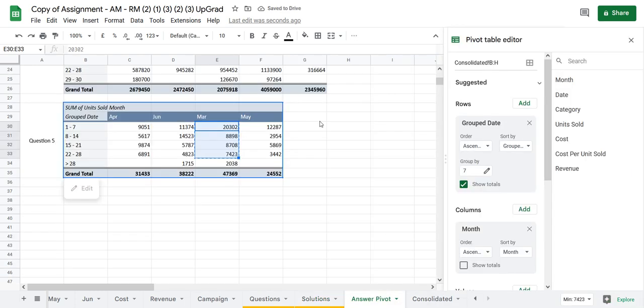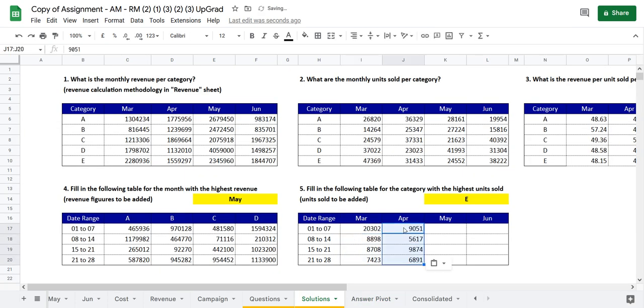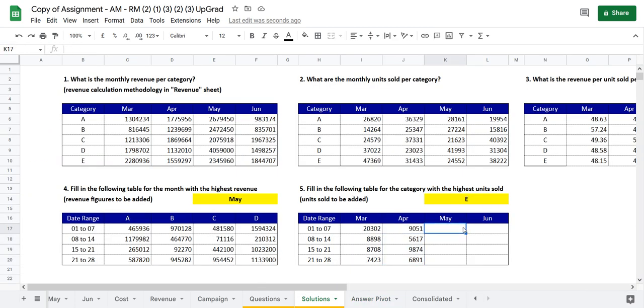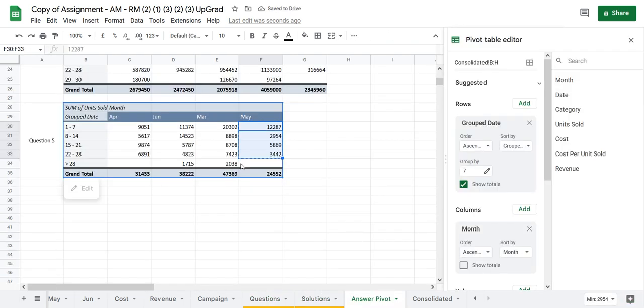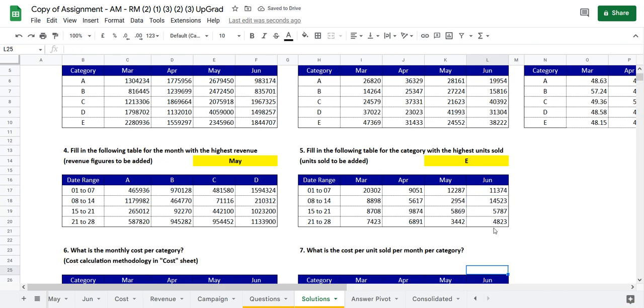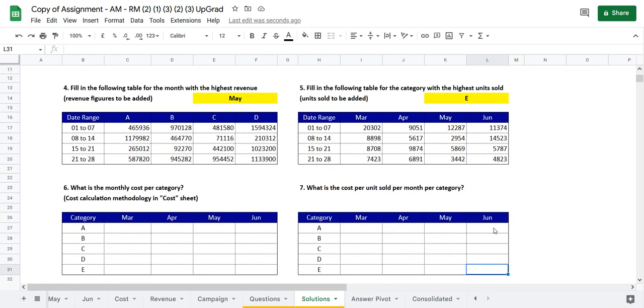Okay, for April, this will be the number. For May, and finally for June. Great. Now five questions are done. We are moving to question number 6 and question number 7.